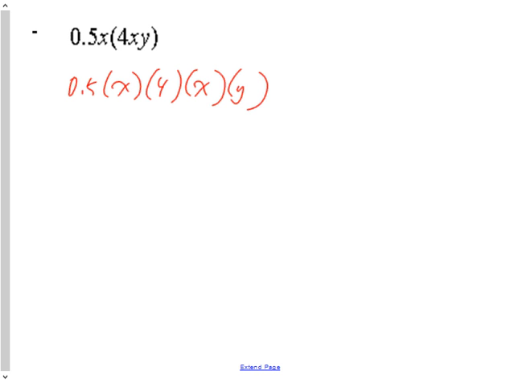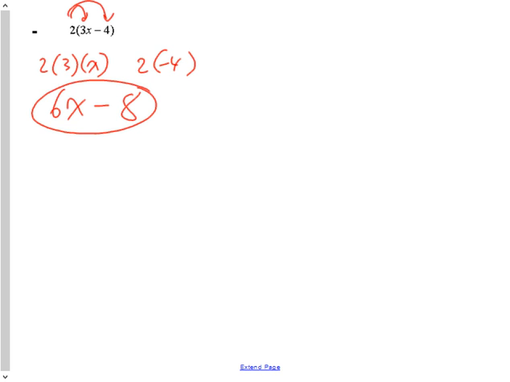Your next question is 0.5x multiplied by 4xy. So it's 0.5 multiplied by x multiplied by 4 multiplied by x multiplied by y. 4 times 0.5 is 2. X times x is x squared, and y stays y. So your solution to this one would be 2x squared y.